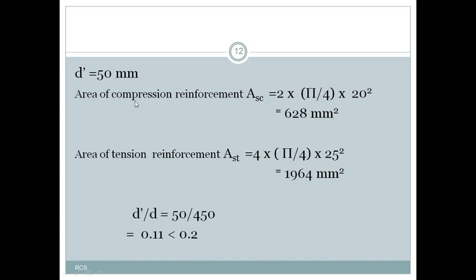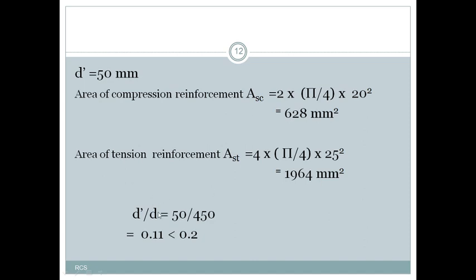Now calculate the area of compression reinforcement. ASC is equal to the number of bars, given as 2, times pi by 4 into d square. In place of d you have to substitute the diameter of the bar, which is given in the problem as 20 mm. If we calculate, we will get ASC as 628 mm square. Then similarly calculate the area of tension reinforcement, that is AST. In the problem it is given that there are 4 bars of 25 mm diameter. Now 4 into pi by 4 into d square, where the diameter of the bar given is 25 mm. Finally the area of tension reinforcement AST is 1964 mm square.